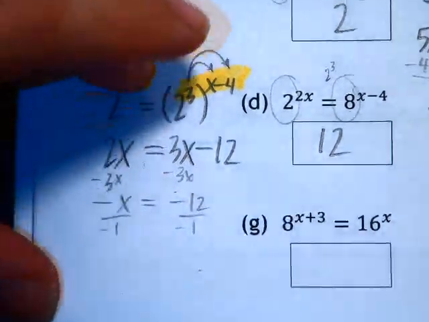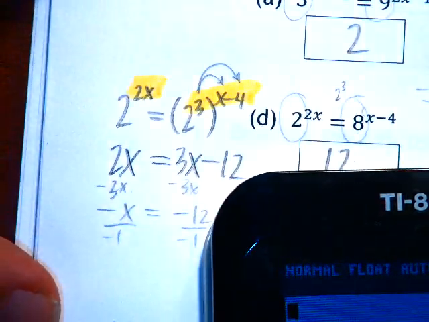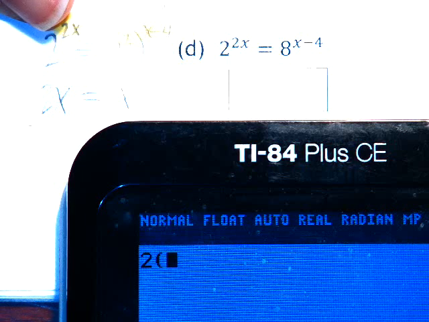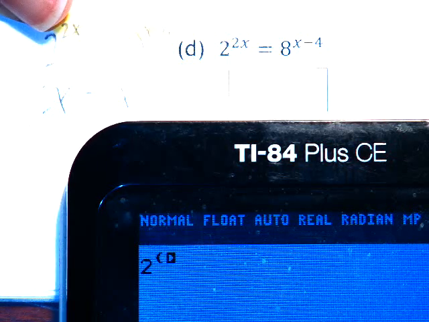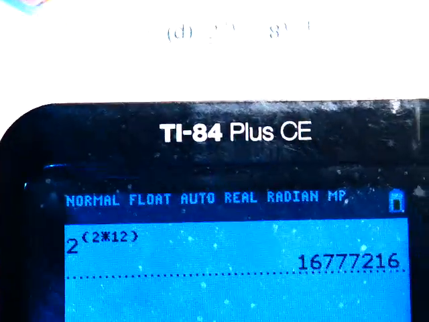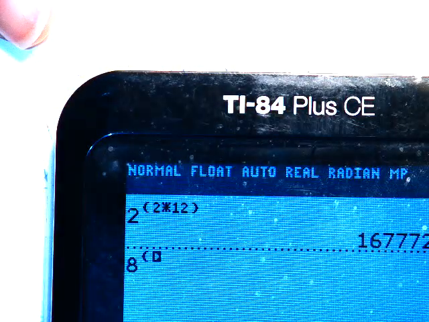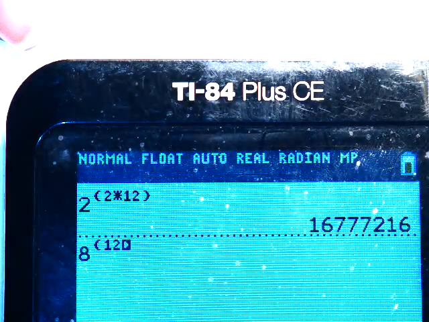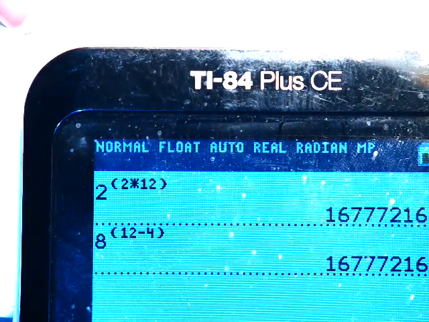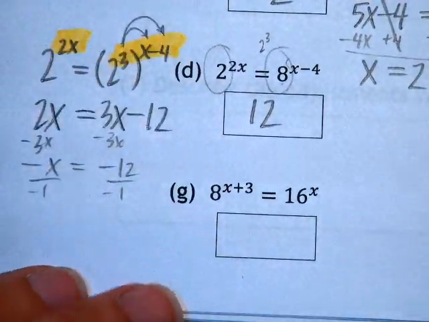Again, it might be a good show of form just to quickly check that, make sure everything looks good. If I plug into my equation, sorry for the glare there, if I plug in the 12, 2 to the power of 2 times 12, a gigantic number that I don't really care about because I just want to check that it's okay. So then I'll check 8 to the power of 12 minus 4. And we got the same ridiculous number. So it doesn't matter what that number is, we just know it matches, which means 12 works on both sides of the equation and it's good to go.